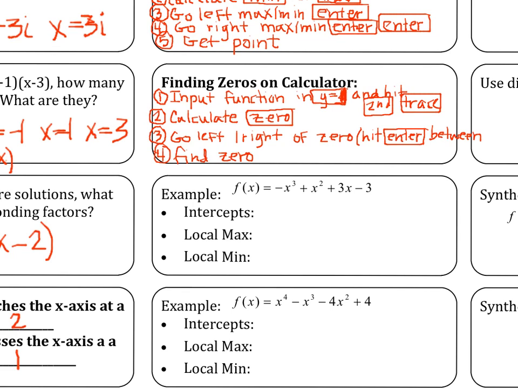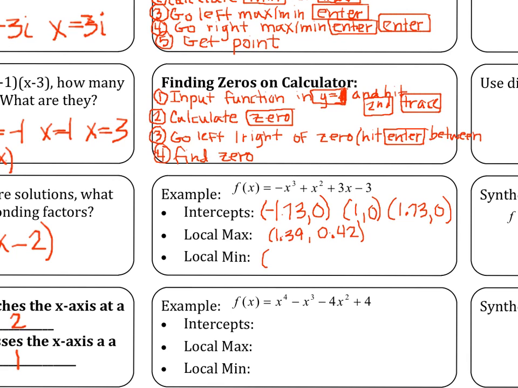It'd be a good idea, though, if you try it on your own and see what you can get right and what you're going to struggle with. So my intercepts are negative 1.730, 1, 0, and 1.730. If you put it into your graphing calculator, it crosses the x-axis 3 times, so we need to find all of them. Our local maximum is going to be the point 1.39, 0.42. And our local minimum is negative 72 hundredths, comma, negative 4 and 27 hundredths.